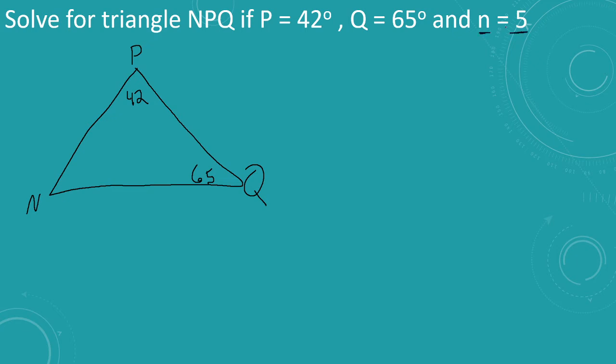So you have to be very careful. You can't just put this anywhere. Side N means it's across angle N. So here's angle N. Across there means that's 5 right there.